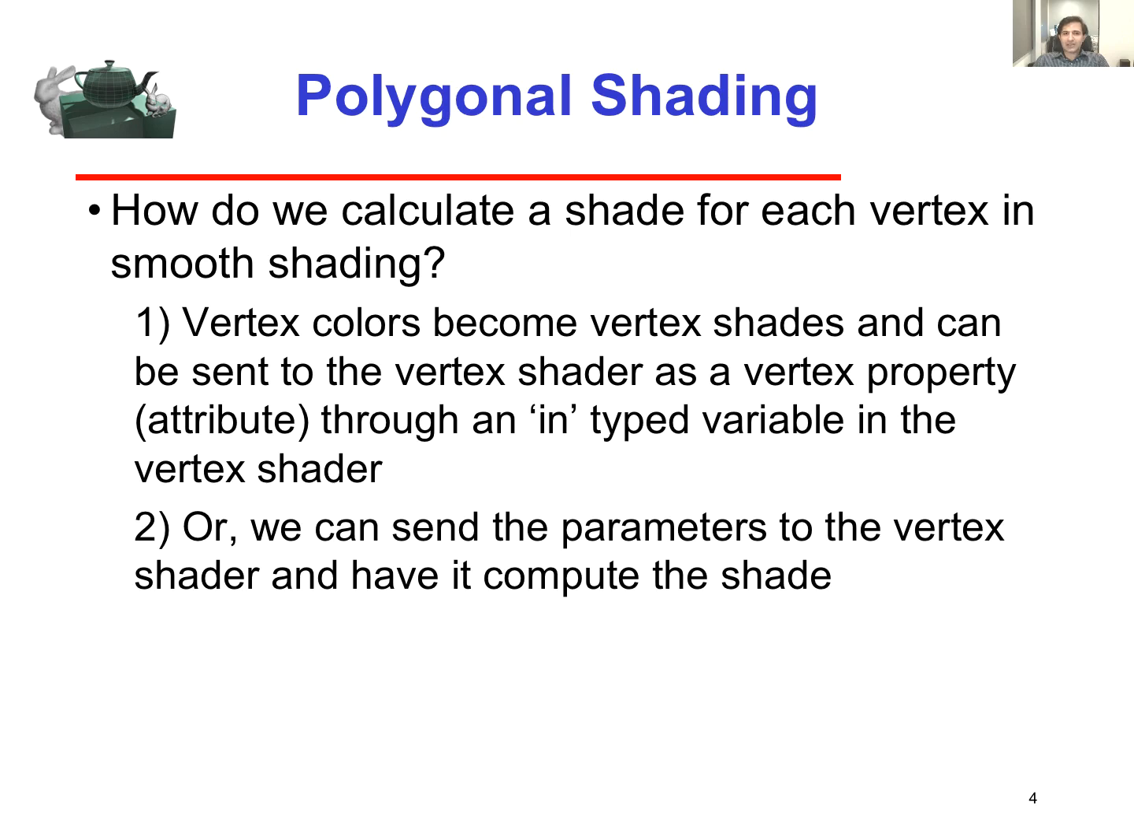How do we calculate a shade for each vertex in smooth shading? We can do it in 2 ways. In the first method, vertex colors become vertex shades and can be sent to the vertex shader as a vertex property or attribute, meaning we will have an in type variable in the vertex shader that gets linked with the application. Or number 2, we can send the parameters to the vertex shader and have the vertex shader compute the shade.